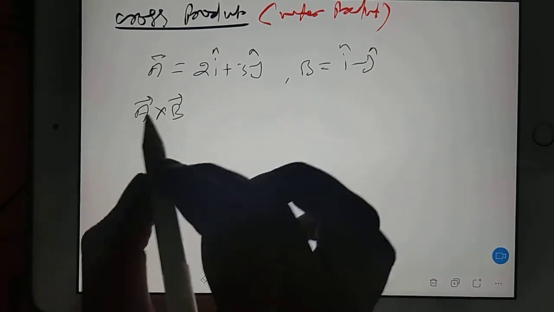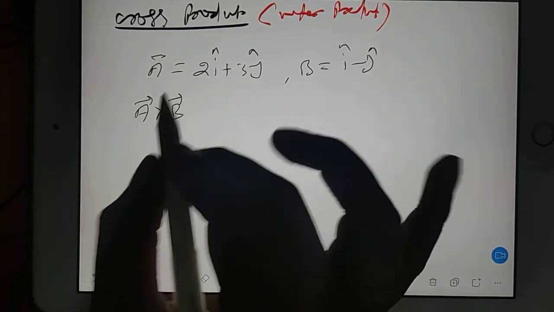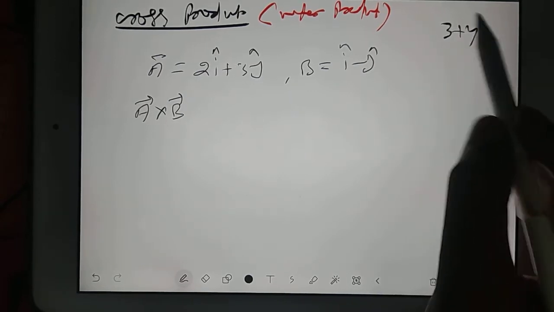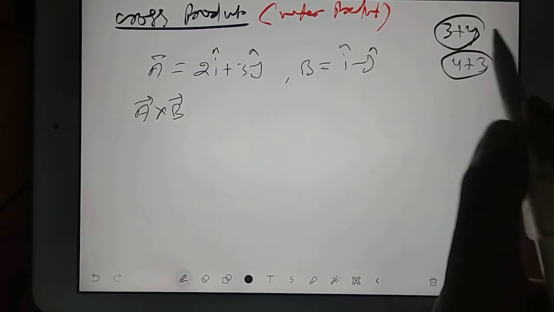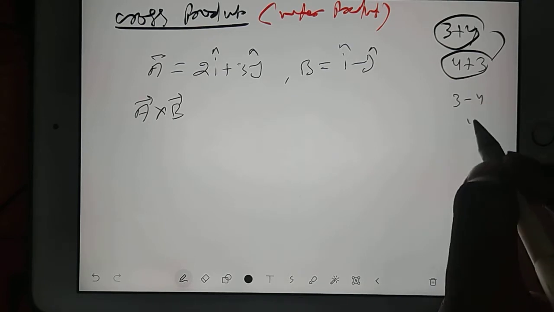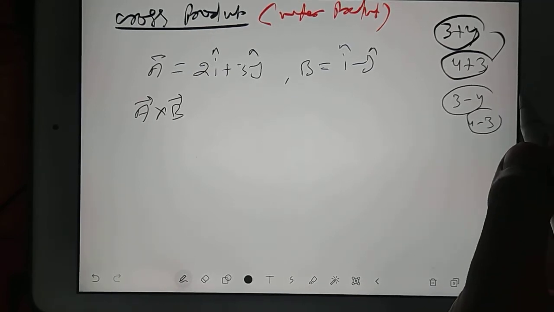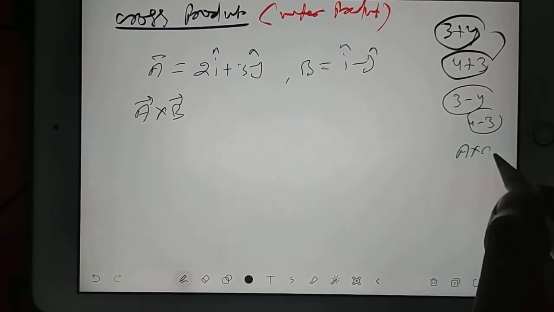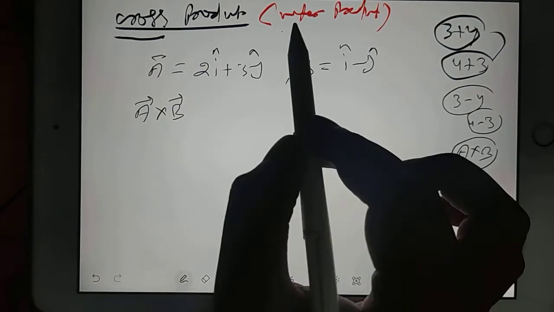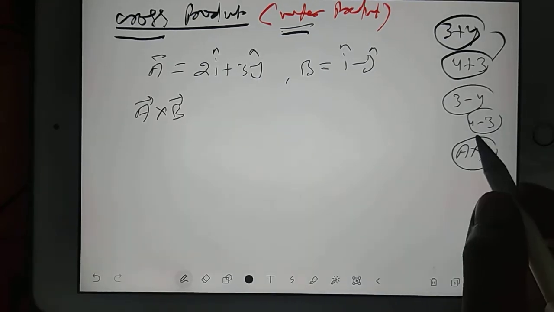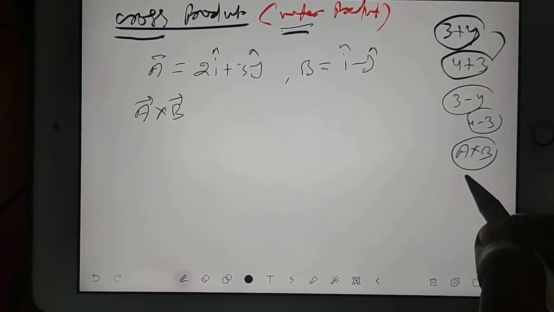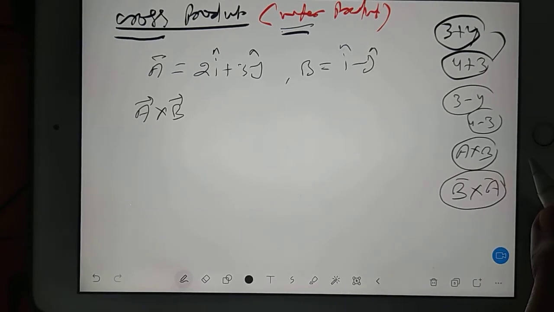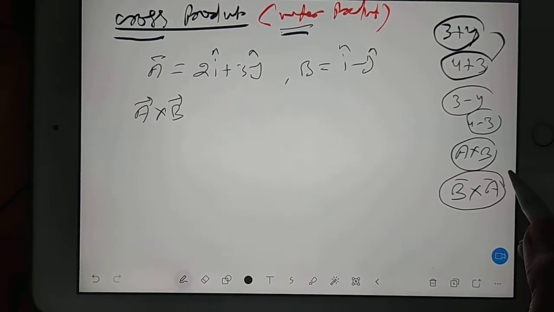So always remember, again, there is a big challenge. Like I said, if you add 3 plus 4, no problem. If you add 4 plus 3, it will be the same answer. But if you subtract 3 minus 4 and 4 minus 3, there is a problem, and the problem is the sign. In the same way, A cross B will give you another vector quantity, and vectors have directions. So if you find B cross A, your answer will be different because your direction will be different.